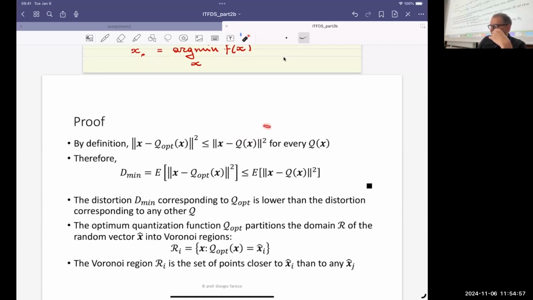So we have this optimality property, without the expectation. But this holds for every X. This inequality is valid for every X. Therefore, we can apply the expectation, and the expectation that corresponds to the distortion, the minimum distortion, will be lower than the distortion corresponding to any other quantization function.